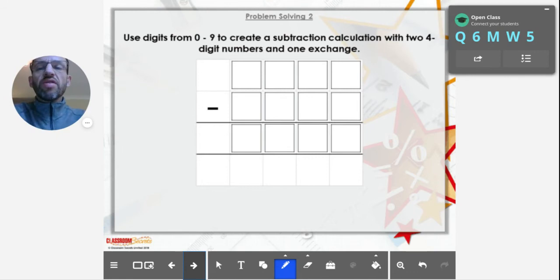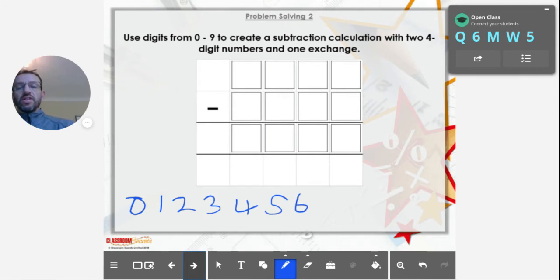Using the digits from 0 to 9 to create a subtraction calculation with 2 4-digit numbers and 1 exchange. So you're only allowed to use the digits once. Okay, so if these are our digits, 0, 1, 2, 3, 4, 5, 6, 7, 8, 9. If I want to put a 9 up here, because I want to have a big number that I'm going to take away from, that's it. I've used 9, can't use it again.